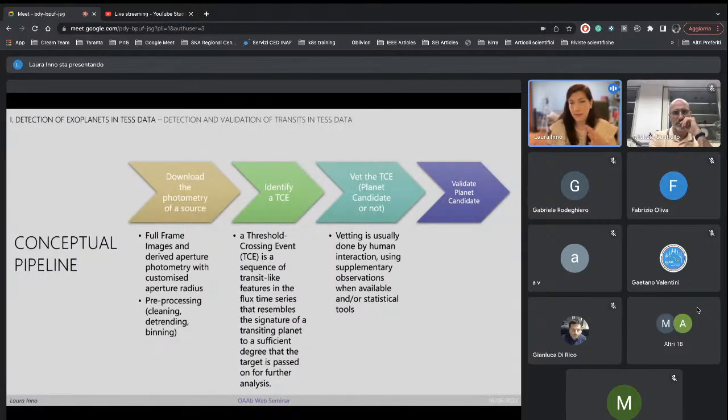And then the last step is the validation of the planet candidate, which is usually considered completed when you have a paper that produces all the information needed to perform the validation of the planet. So this part is actually outside the TESS data, the part that involves the direct use of this data.